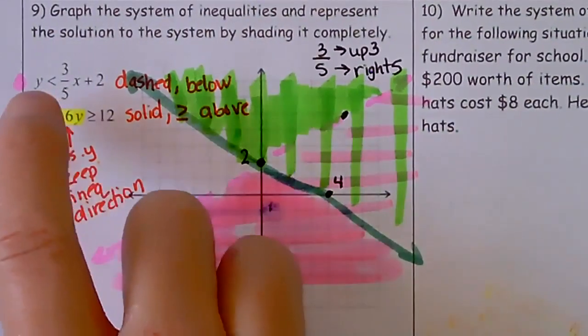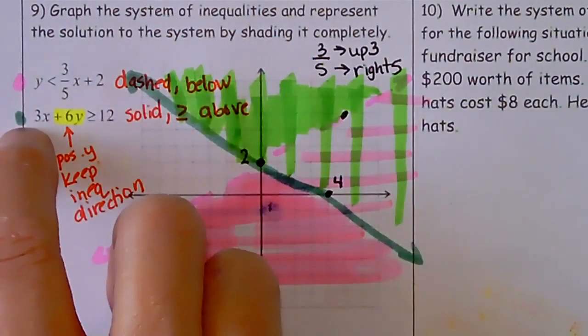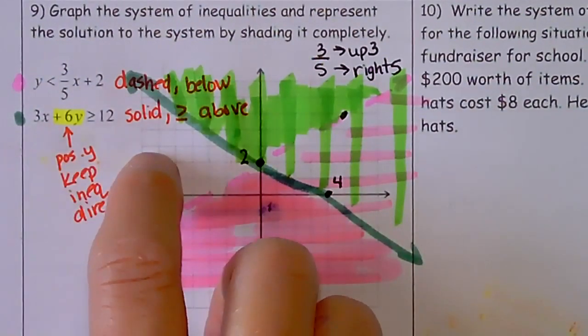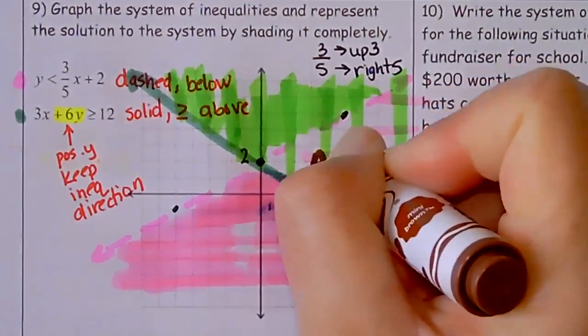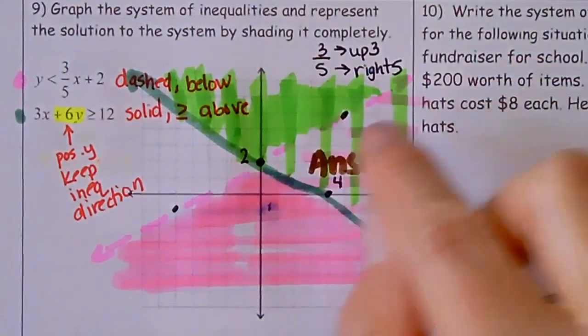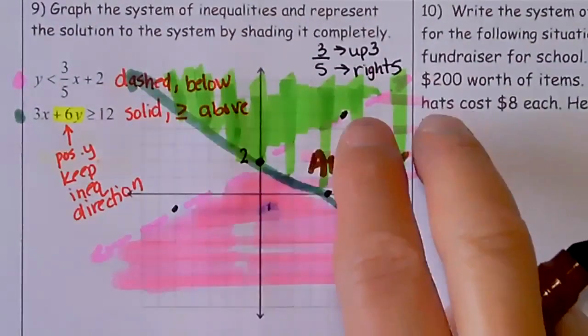This makes this one true. This makes the green one true. This makes nothing true. This makes everything true. So that's going to be my answer. Really this part here would be darker shaded. These are really not part of my solution. This is.